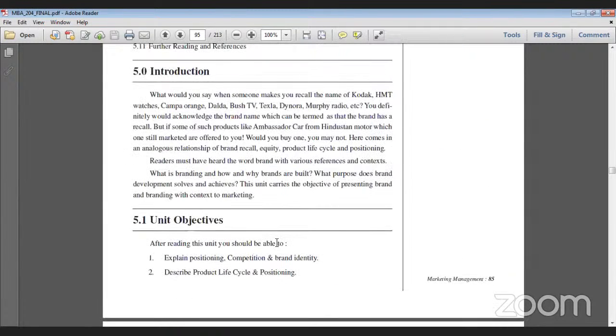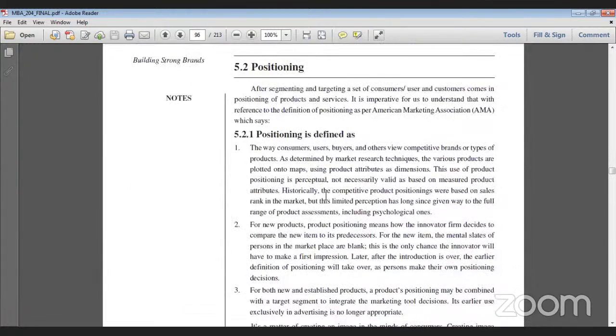Definitely. Now, see, in the book also they have given a lot of brand names. Take an example of Kotak, ST, HMT watches, definitely Pompa Orange, Delta, Bus TV, Tesla, Dynora, Morphe Radio, etc. These are all the brand names which they have given. Now see, in mobiles also, which are the brand names: Samsung, Redmi, Realme, right? So these are the brand names: Oppo, Vivo, right?